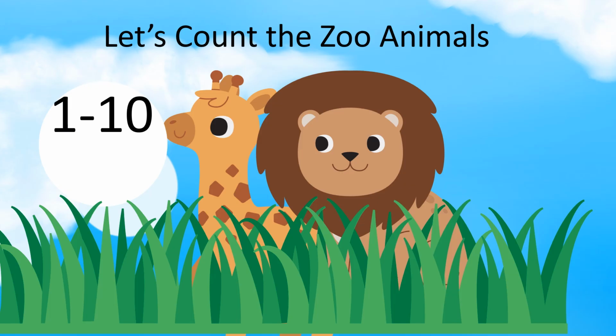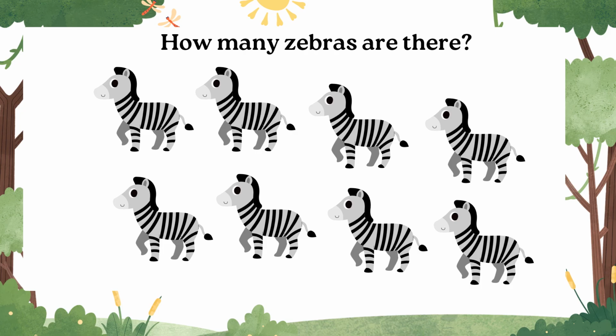Let's count the zoo animals. How many zebras are there? Let's count. 1, 2, 3, 4, 5, 6, 7, 8. There are 8 zebras.